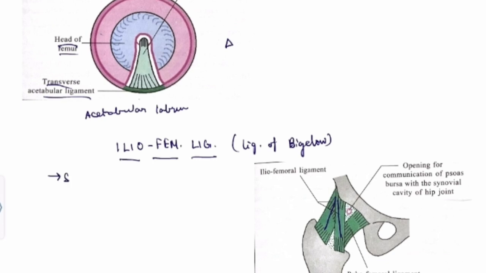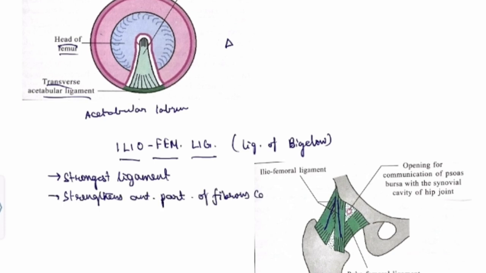Iliofemoral ligament is the strongest ligament of the human body. And what is the strongest tendon? I told you the strongest tendon is the Achilles tendon. It strengthens the anterior part of the fibrous capsule of the hip joint. It has an inverted Y shape.